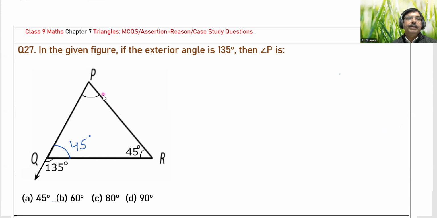Now by angle sum property, the sum of angle P, angle Q and angle R will be 180 degrees. 45 plus 45, 90 degrees. So angle P will be 90 degrees. So D is the correct option.